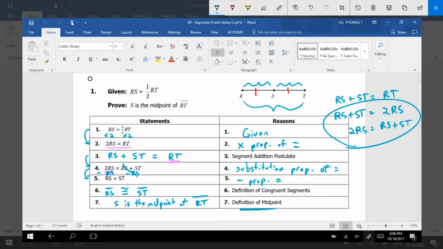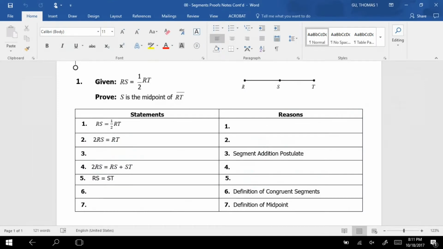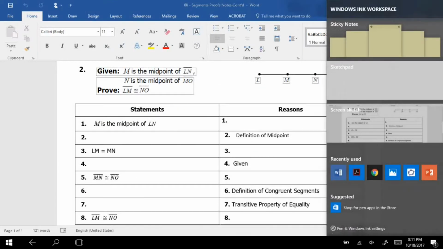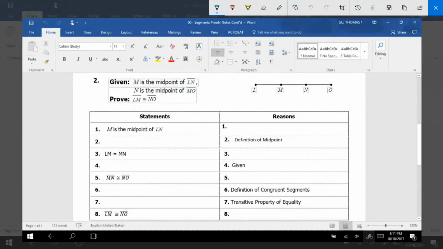All right, let's go to number 2, the second example. Ooh, this one's got 8 steps. Oh, baby. So this time we're given that M is the midpoint of LN. Let's start labeling right away. M is the midpoint of LN. That means that LM is congruent to MN. Okay, we know that by the definition of midpoint.